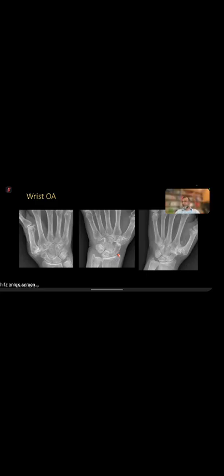Okay, let's move over to the middle image. First CMC is relatively normal. But if we come to the STT joint, there is significant joint space loss. Radiocarpal is preserved. Let's move on to the third one. There is significant subluxation, arthritis, and new bone formation, and maybe some debris in the joint. But the STT joint is almost normal. So different variations can be seen in these patients, and both are signs of osteoarthritis.